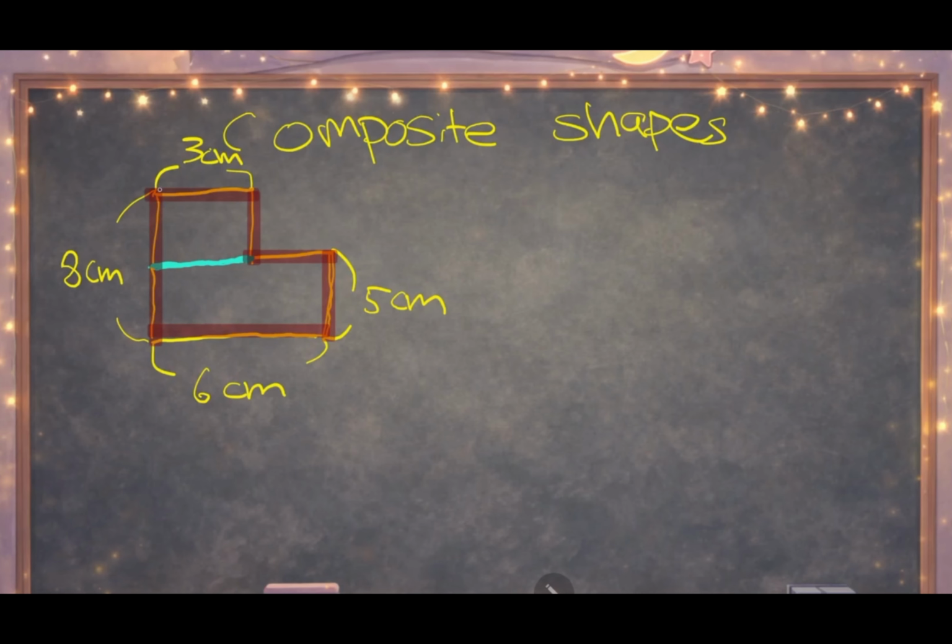We can see there are lengths given to us, but there are also sides that have not been given to us, so we will have to calculate them. We will draw some imaginary lines to help us. You can see this top side will equal 6 centimeters if we draw the imaginary line to make a rectangle. So we can work out the side by subtracting 3 from 6, which tells us that this is going to be 3 centimeters.